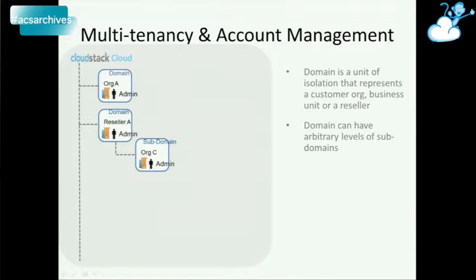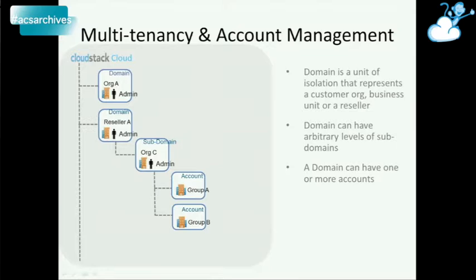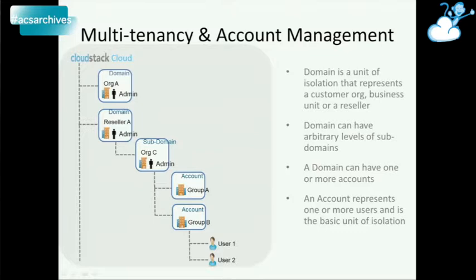Not terribly interesting to a lot of people, but you can also have unlimited subdomains. And then your accounts belong to one of these domains or subdomains. Each account can provision multiple users. So as an account, you can create 50 VMs, have 10 users, and all 10 users would have access to those 50 VMs.